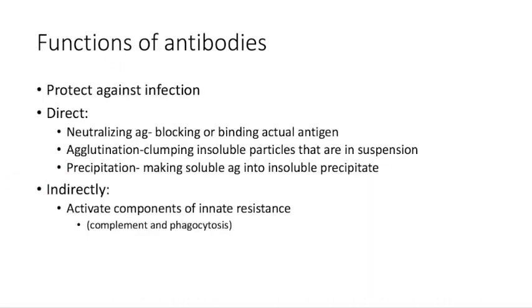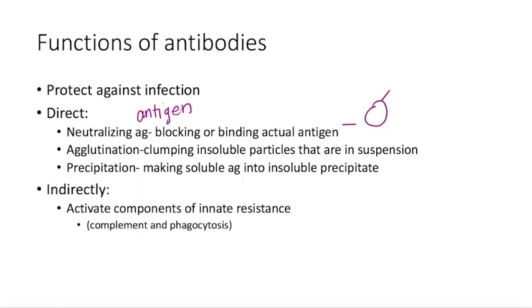So when we look at the functions of antibodies, here is a synopsis. To protect against infection, we have direct effects, which are neutralizing antigen by blocking or binding the actual antigen. The second thing that they do by direct effect is agglutination, and that is defined as clumping of insoluble particles that are in a suspension. Precipitation is making the soluble antigen into an insoluble precipitate. Basically, antibodies protect against infection by covering the sites on the microorganism that are needed for attachment. So that's what this is.